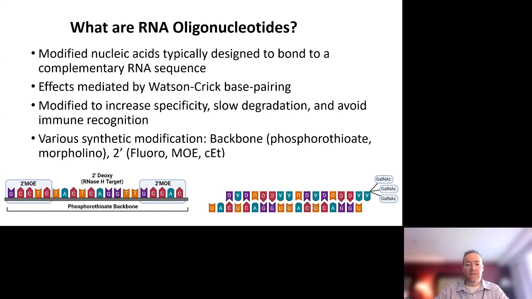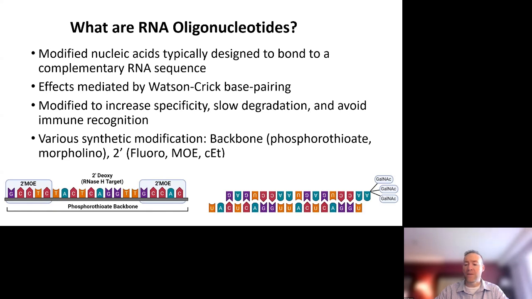Now, there are various means of this synthetic modification. There are backbone alterations, for instance, phosphorothioate or a 6-membered morpholino ring as common substitutions there. Another common position for substitutions is at the 2' position of the ribose sugar, where oftentimes we'll see fluorinated substitutions, methoxyethyl, constrained ethyl, just to name a few. Now, if you'll notice in the bottom left-hand corner, this is a single strand depicting a single-stranded antisense oligonucleotide, a very common chemical moiety in this field.